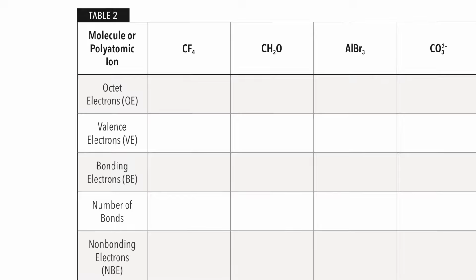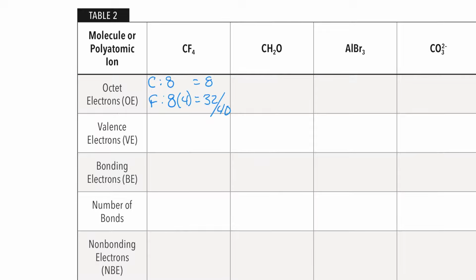Our octet number is the number of electrons that our atoms want. Most of our atoms are going to want 8, thus the name octet. Carbon wants 8. Fluorine wants 8, and we have 4 fluorines, so that gives us 32 plus the 8, so a total of 40 for our octet number.